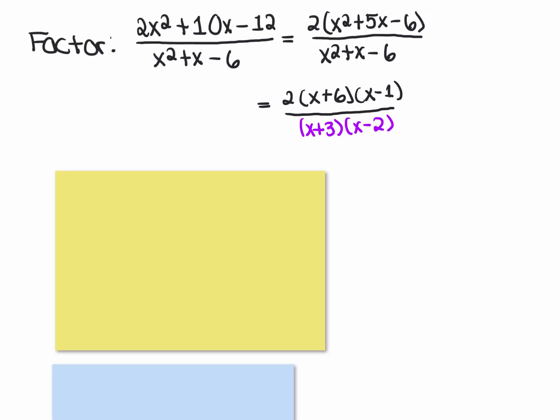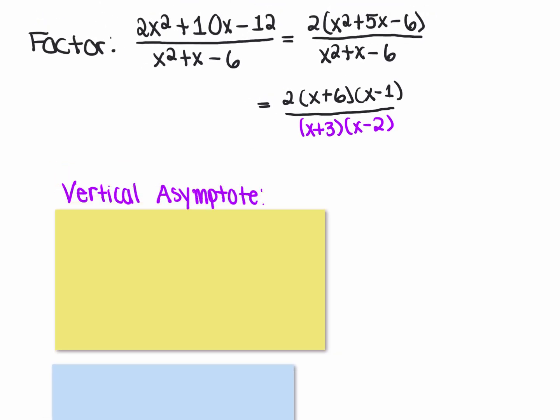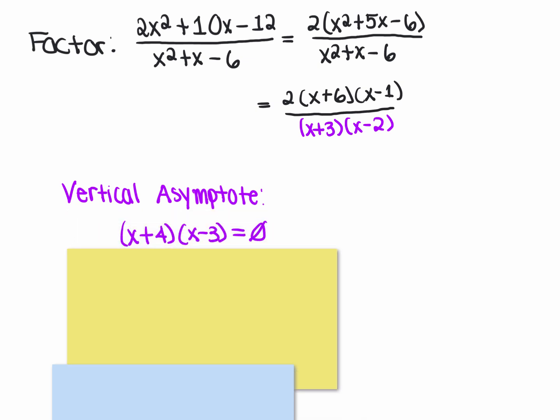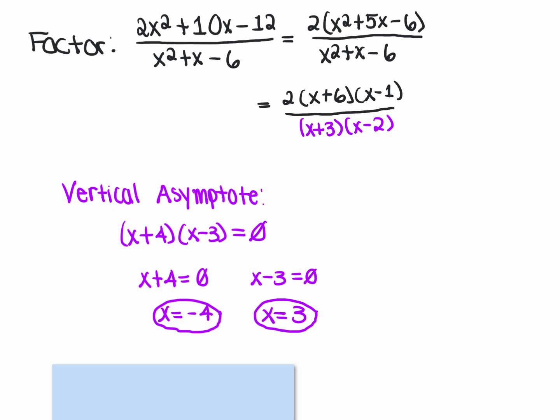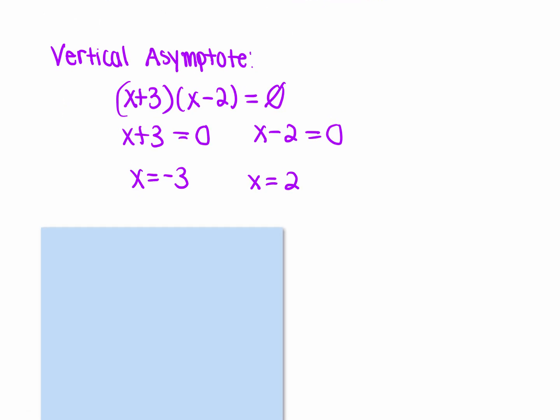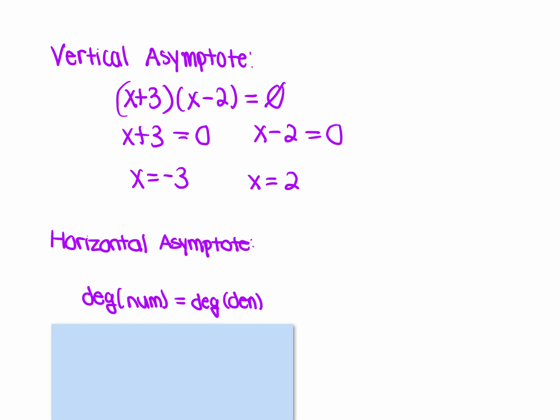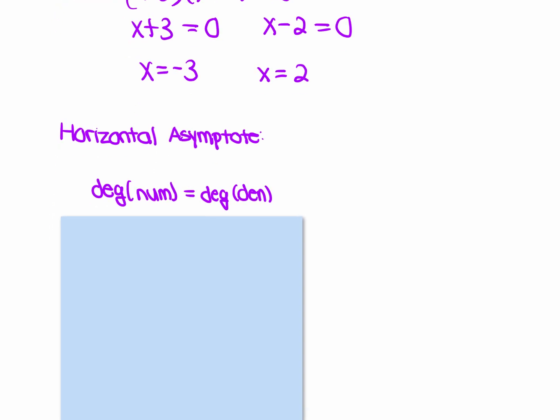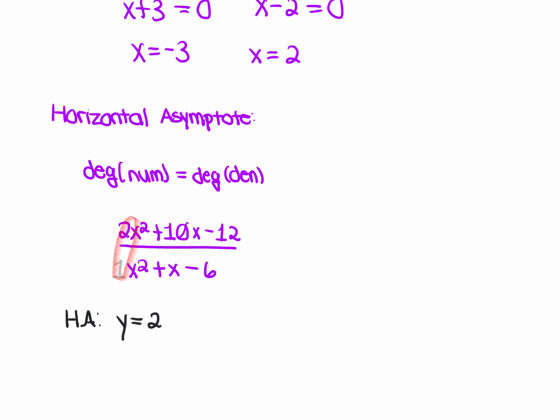So now I can go ahead and determine my vertical asymptotes. Here we're going to find our vertical asymptotes by setting our denominator equal to 0. We have x plus 3 times x minus 2 equals 0. So x plus 3 equals 0, x minus 2 equals 0. So our two vertical asymptotes are -3 and 2. Now our horizontal asymptote. If we go back to our original problem, the degree of our numerator is equal to the degree of our denominator. So we can actually just go ahead and take the ratio of the numerator over the denominator. So our horizontal asymptote is y equals 2.